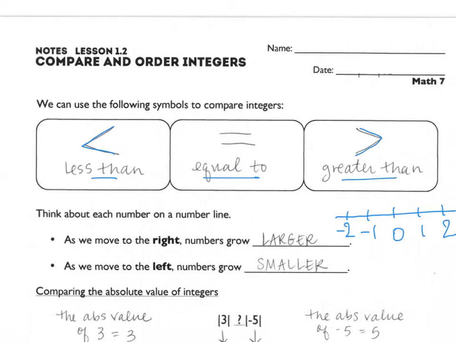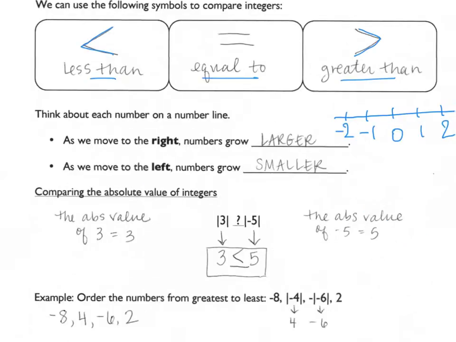One of the ways to think about this and to really take a look at how to compare numbers is on a number line. As we move to the right of the number line, the number grows larger. So we can see that here, if we're going in this direction, our number is going to get larger. As we move to the left of the number line, this way, our number is going to get smaller.